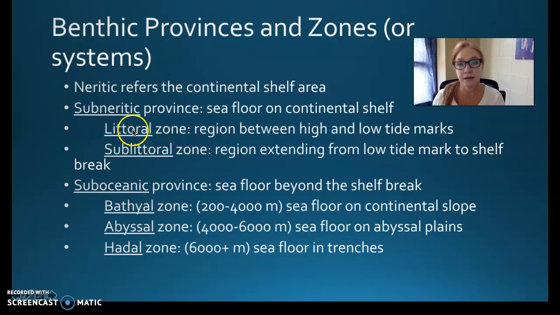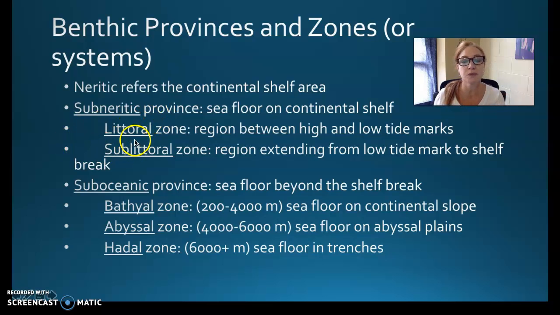So again, you can think about it like this. Benthic is the state. The provinces are counties. The zones are like cities, okay? So the benthic province that is on the continental shelf, so the shelf, break, slope, we also call those by these names. That whole area is called the subneritic province. So that's the continental shelf, just the part that you would walk on if you went on the beach and out into the water.